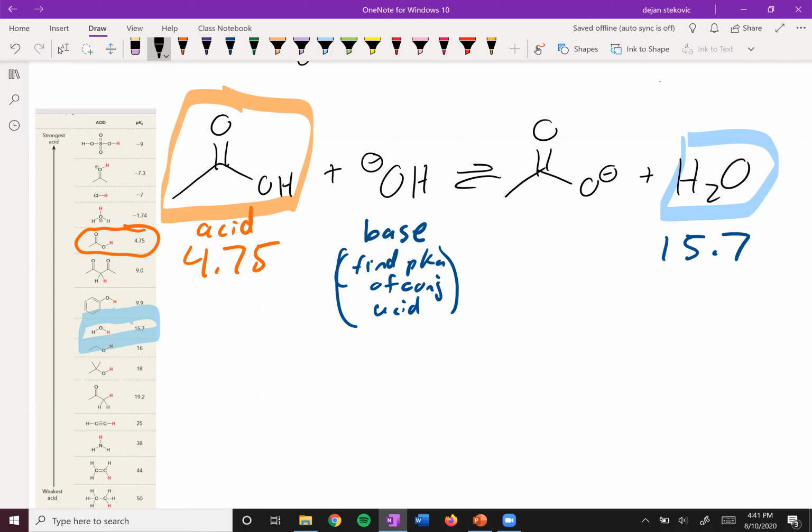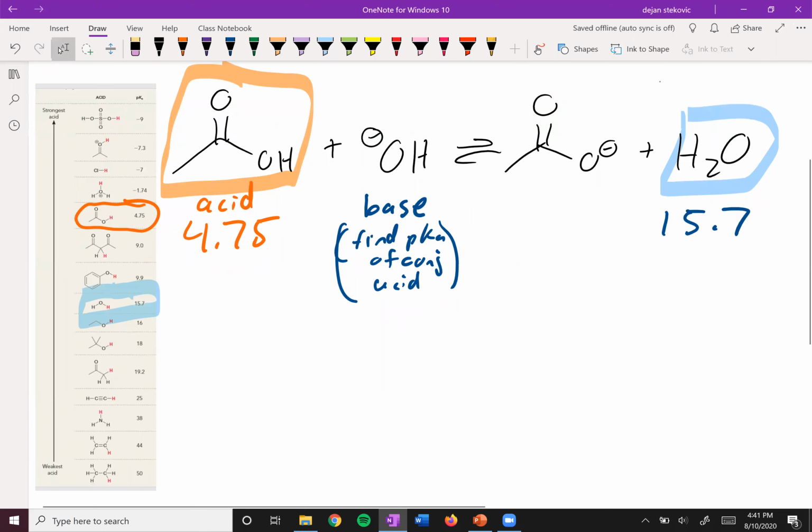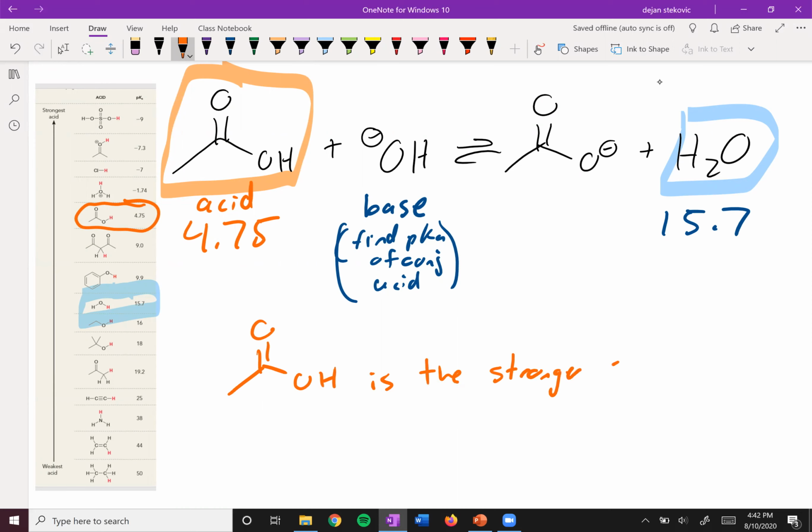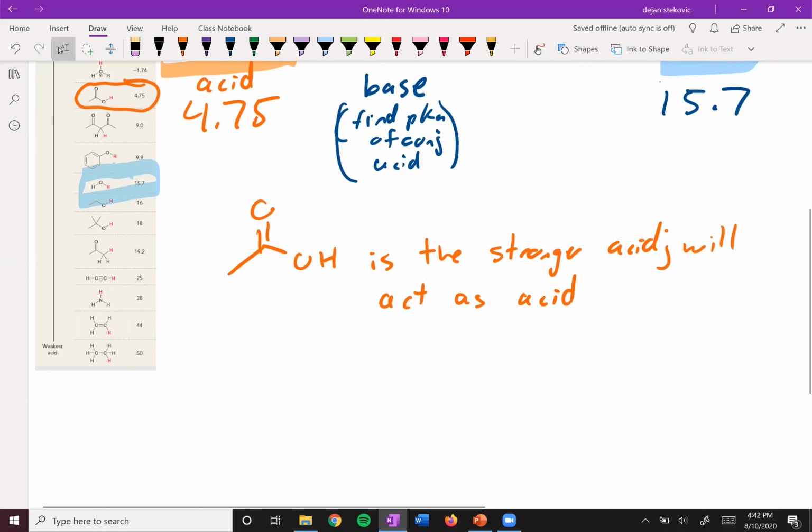And then we need to ask ourselves, which one is the stronger acid? Well, it's the one with the lower pKa, or the carboxylic acid, right? So the carboxylic acid is the stronger acid. And so that's what will act as an acid. Right? It's the stronger acid, so it's going to act as an acid.